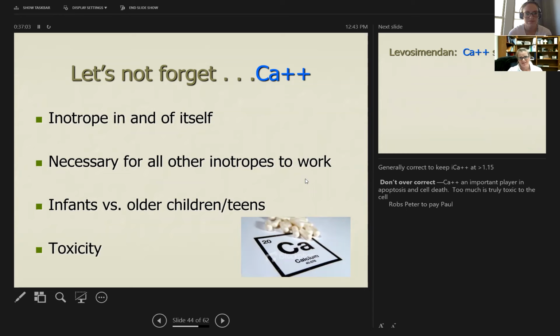Not the case, right? Intracellular calcium also plays a big role in cellular apoptosis and cell death. And so we don't want to overshoot the mark and raise that intracellular calcium level so high that we're killing off myocytes, right? If the heart's already struggling, we don't want to kill any more myocytes. We don't want to rob Peter to pay Paul. So we really want to maintain normal ionized calcium levels. They don't necessarily need to be supraphysiologic.